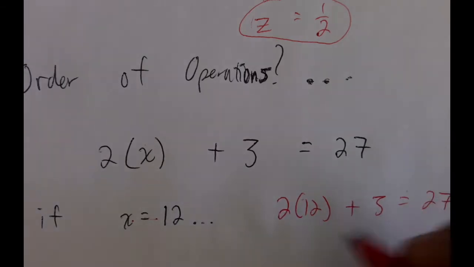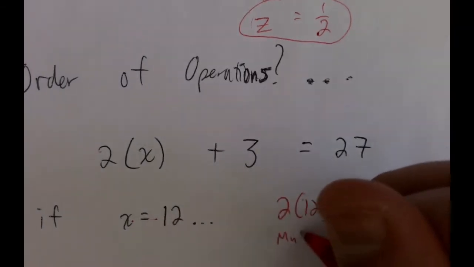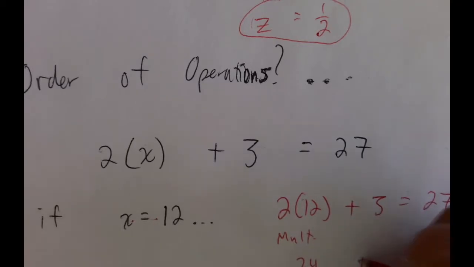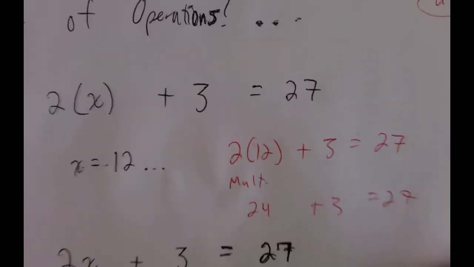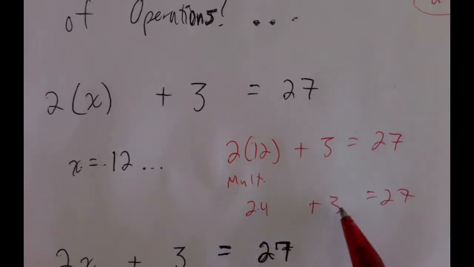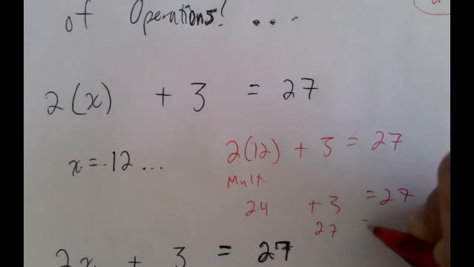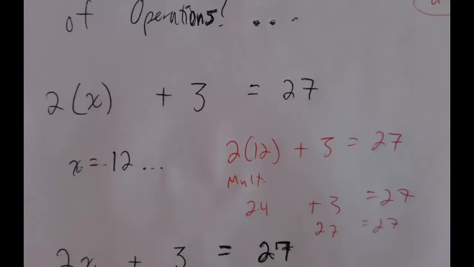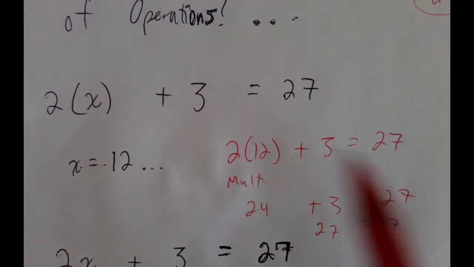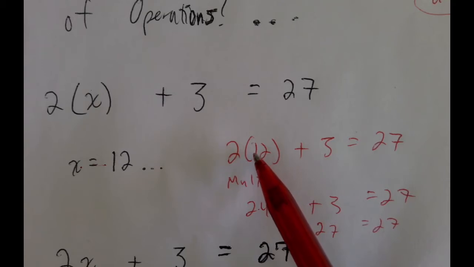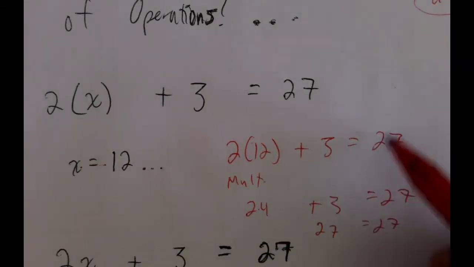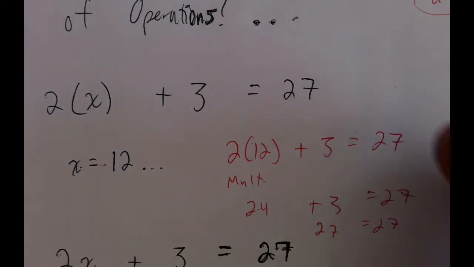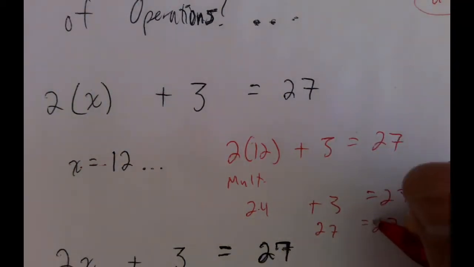2 times 12. So I'm going to multiply. I'm going to get 24 plus 3 equals 27. Well, I didn't really do anything there because 24 plus 3, yeah, that's 27. 27 equals 27. Oh, now I know that I did it correctly. But what I wanted you to pay attention to was the order we did that in. We did multiplication first. Then we did addition. Right? And I could have left this open-ended, but I wanted us to make sure we checked it and we did it correctly.